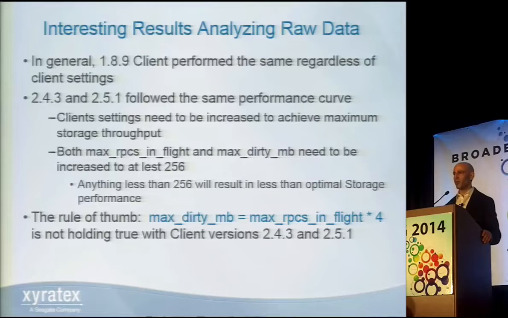And then the rule of thumb where we traditionally use max RPCs in flight is 1/4 the size of max 30 MBs, or in inverse is max 30 MBs is 4x max RPCs in flight. With the later client versions, in my opinion, that rule of thumb is not holding true anymore. We could actually see a max RPCs in flight at 256, and maybe your max 30 MBs equaled the same value of max RPCs in flight. So those were interesting results as well.